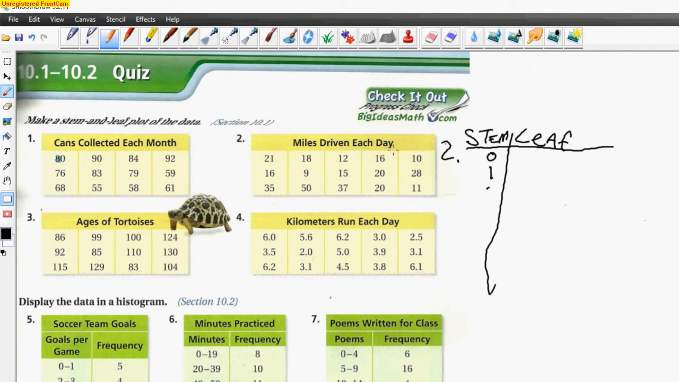So we have 0, 1, 2, 3, 4, and we have 5. Okay? And you know the reason why, because we looked over on the actual chart. This is the chart that we're using. We're on number 2. Right here, I just put a line through it. You can see right here, miles driven each day. And the highest number that we have in this section is 50, it seems.